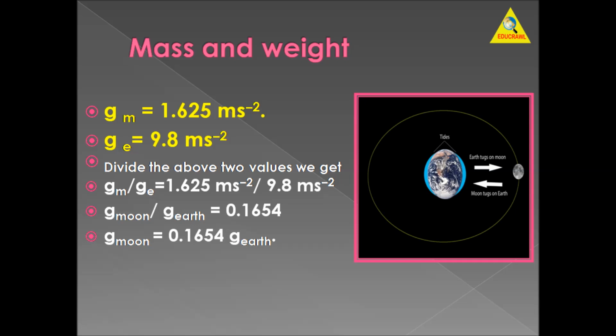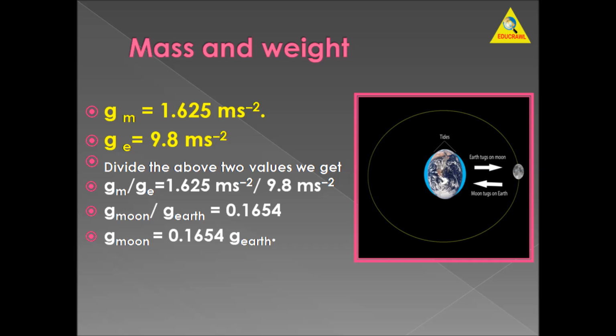Next, we shall compare the value of g of moon and earth. It is found experimentally that the value of g on the moon is equal to 1.625 meter per second square, and the value of g on earth is found to be 9.8 meter per second square, which we know already. Now we are going to divide the above two equations. So we get gm divided by ge is equal to 1.625 divided by 9.8.